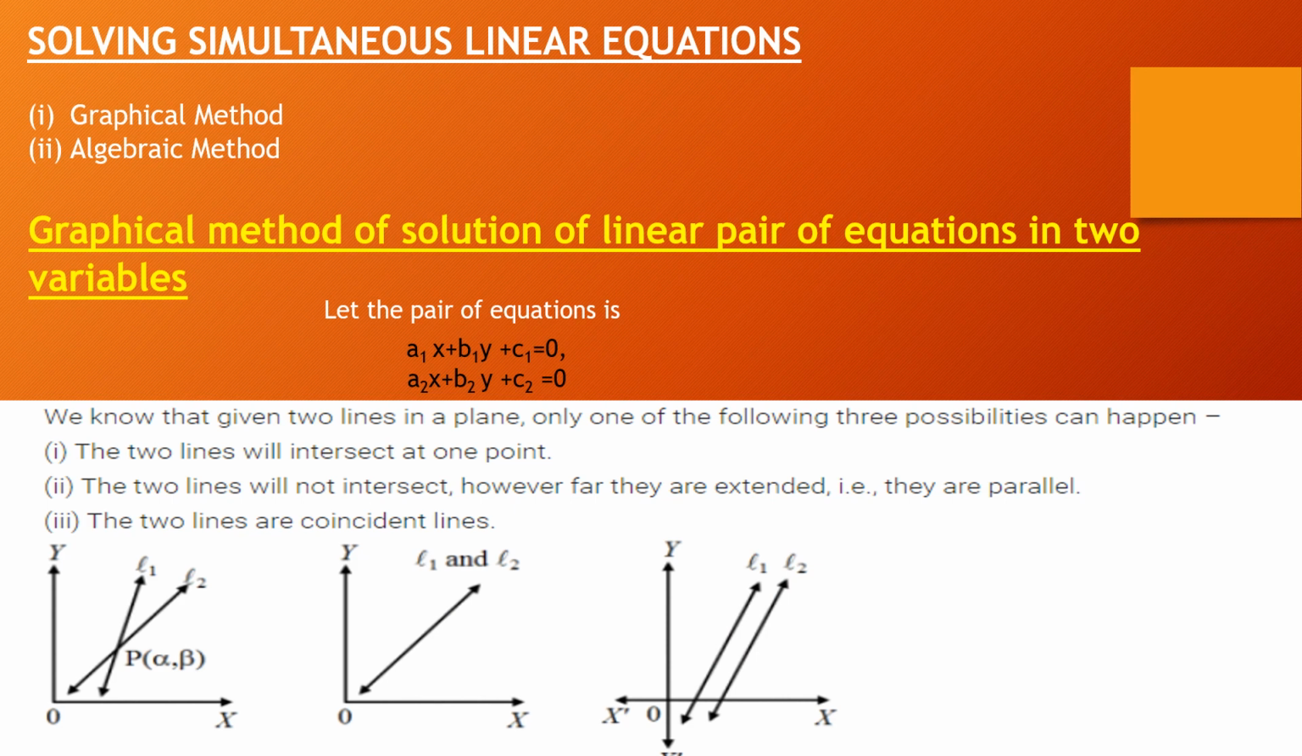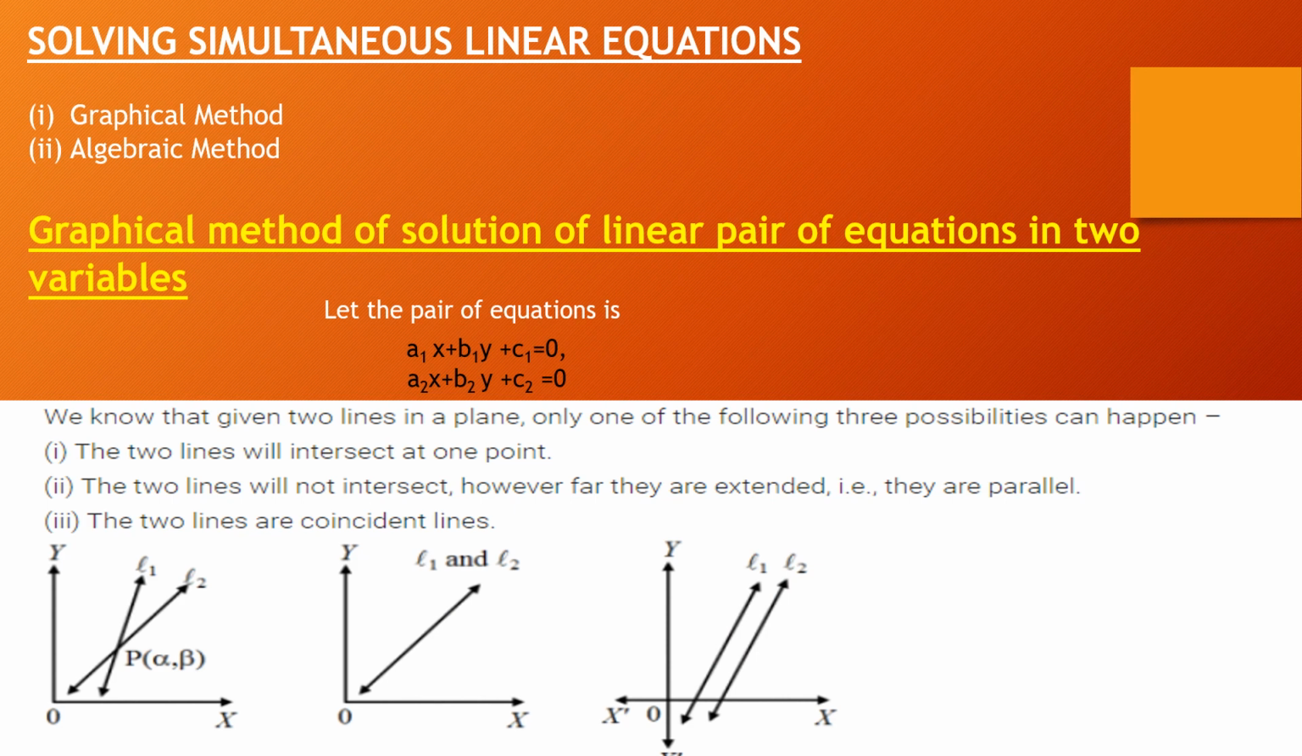There are two methods, graphical methods and algebraic methods. We will discuss the graphical method of solution of linear pair of equations in two variables. First of all, we consider two general equations, a1x plus b1y plus c1 equals 0, and a2x plus b2y plus c2 equals 0. Each linear equation in two variables represents a straight line. It means we have two straight lines.